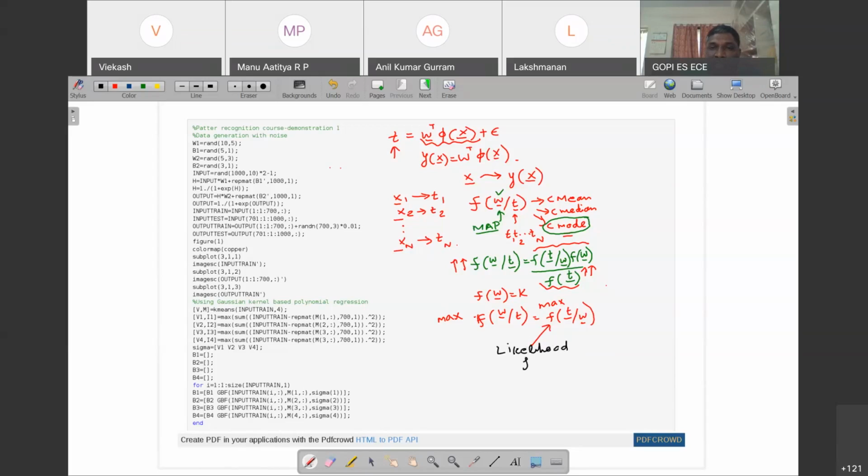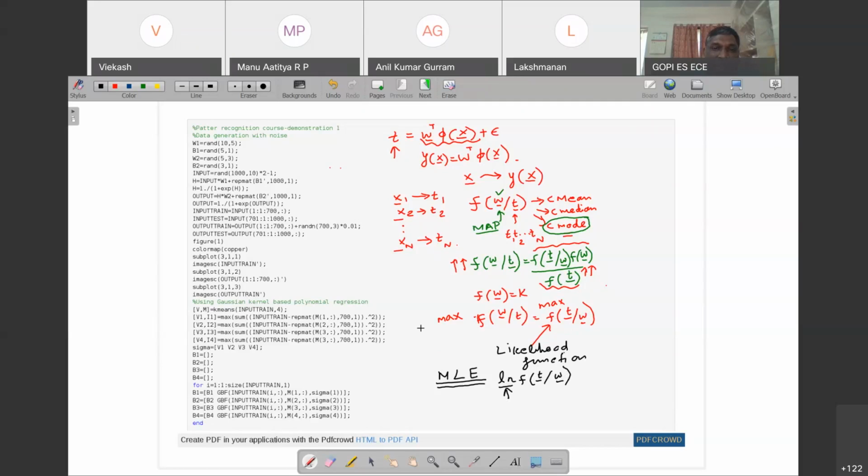For this particular problem, we get a solution for W just by maximizing this likelihood function, hence the name maximum likelihood estimation. Maximizing this likelihood function is the same as maximizing the logarithm of f of t given W, as ln is an increasing function. So maximizing f of t given W is the same as maximizing ln of f of t given W.